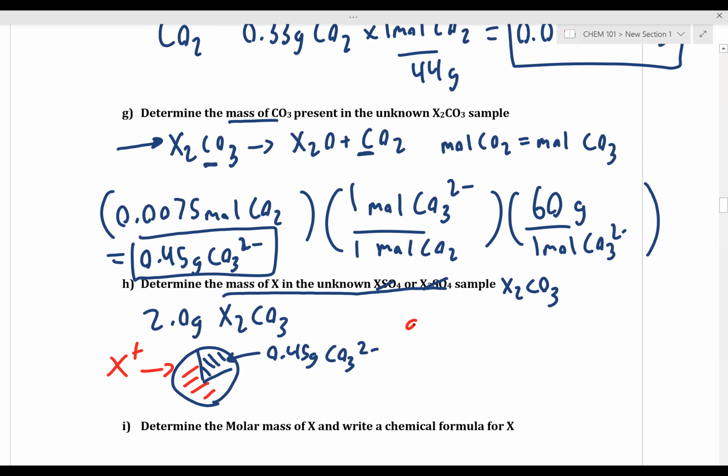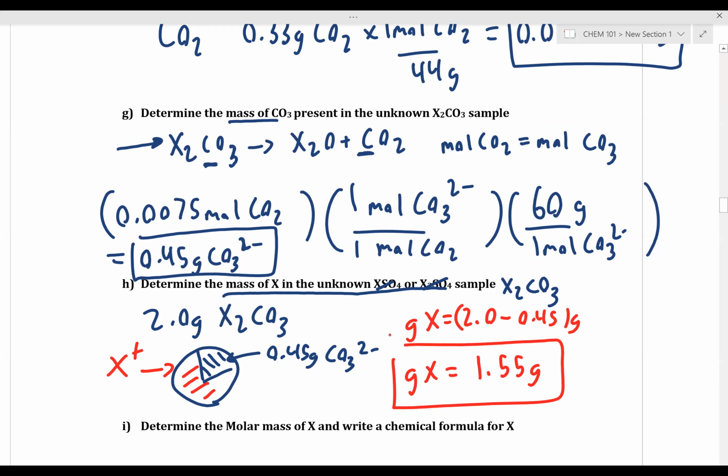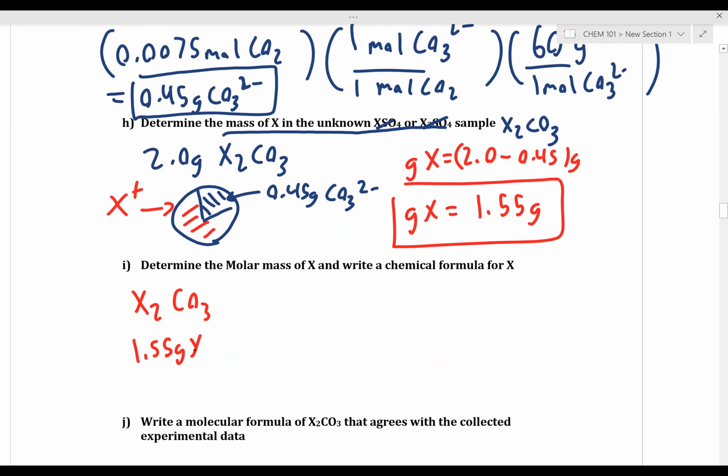Okay, so then our grams of X are equal to 2.0 minus 0.45 grams, and for our grams of X, we get 1.55 grams. Everyone following so far? Okay. Now, just as a refresher, for X2CO3, we have 1.55 grams of X and we have 0.45 grams of carbonate. We also know we have 0.0075 moles of carbonate.